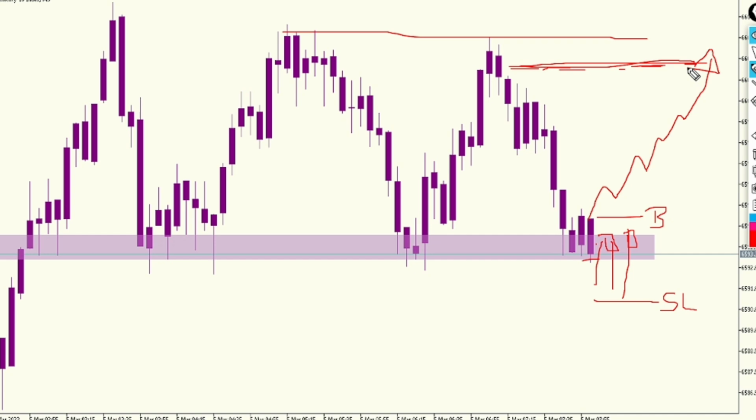First of all, identify a zone which is very clean, which has the market moving from that zone, and then you see that this zone has rejected price at least once or twice before. Then when it comes down there for the third time, that's when you want to place the trade.